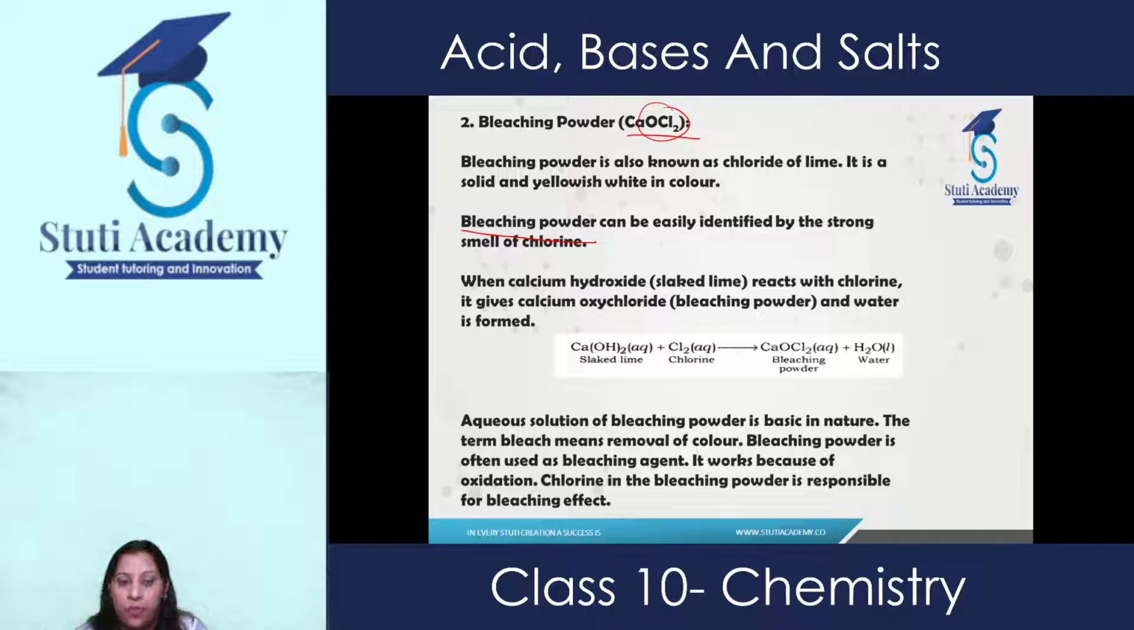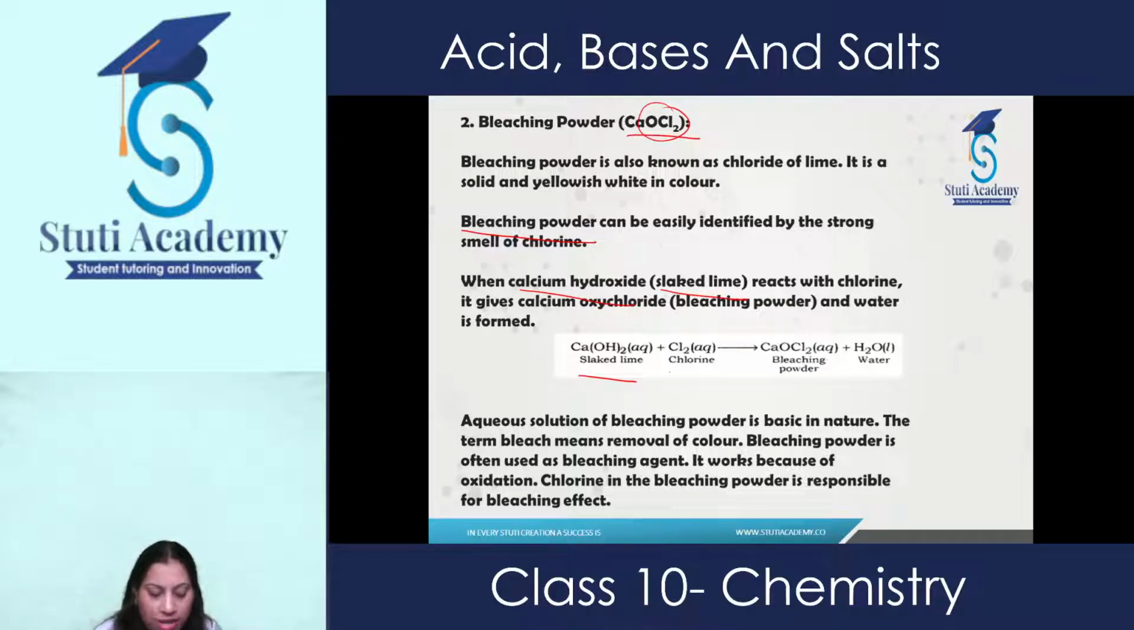Now how is it prepared? When calcium hydroxide, which is also known as slaked lime, children, you need to remember the common name as well as the chemical name and their formulas. These questions come in the exam for 1 mark. So these are extremely important. Please learn it by heart. So when slaked lime, or we call it calcium hydroxide, formula Ca(OH)2, reacts with chlorine, it results in the formation of bleaching powder, and water is released.